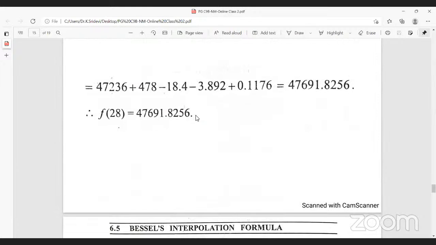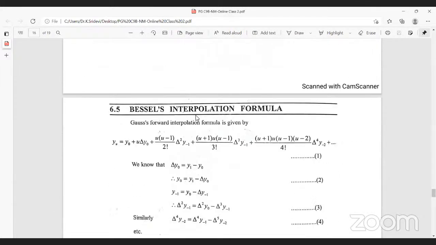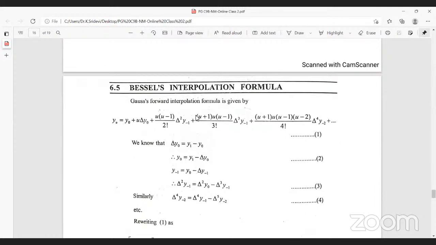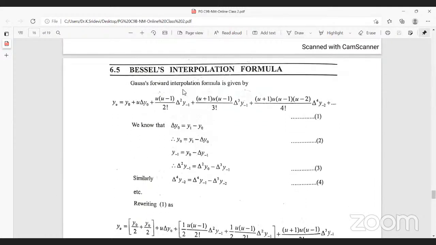So for that purpose, one more formula is there, that is Bessel's interpolation formula. This formula is nothing but, to derive this, we are using Gauss's forward interpolation formula. We know that Gauss's forward interpolation formula is like this. Now, from the table, delta y naught is equal to y1 minus y0. From this expression, we can write y naught is equal to y1 minus delta y naught.